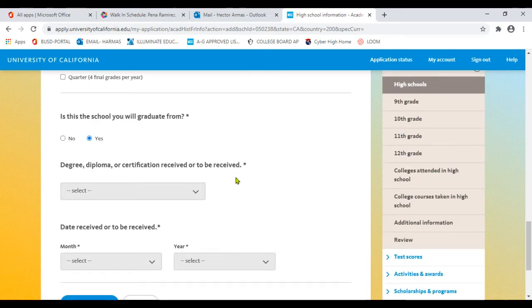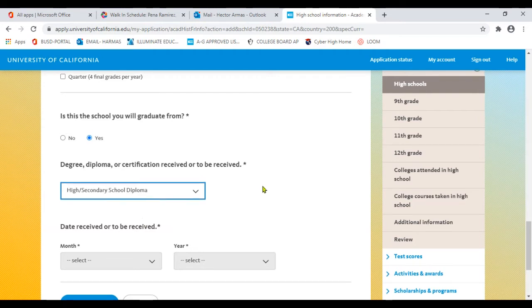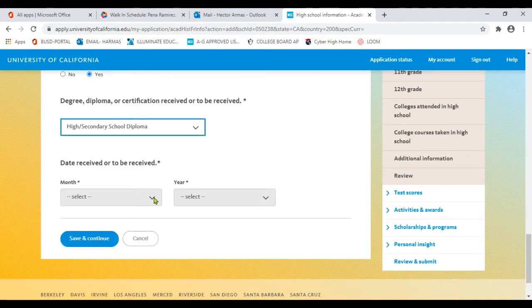Okay, so now it's asking me what degree or diploma will you have received? The degree or diploma that we're going to be getting is the high school secondary diploma. And then it says date received or to be received. So I'm going to select that I'll get this diploma in June of 2021. Again, letting them know that my expected graduation date is June, and that's when I expect to receive that diploma. So let's go ahead and save and continue.